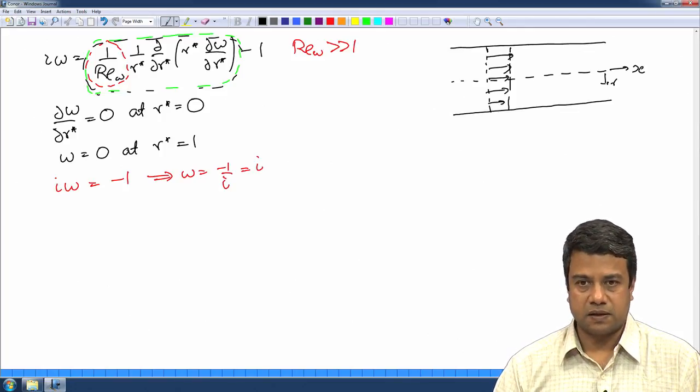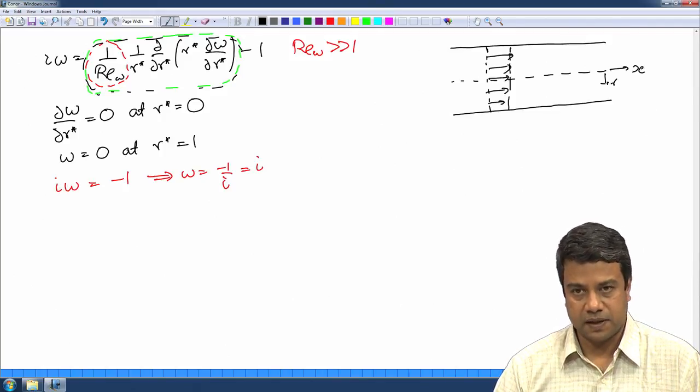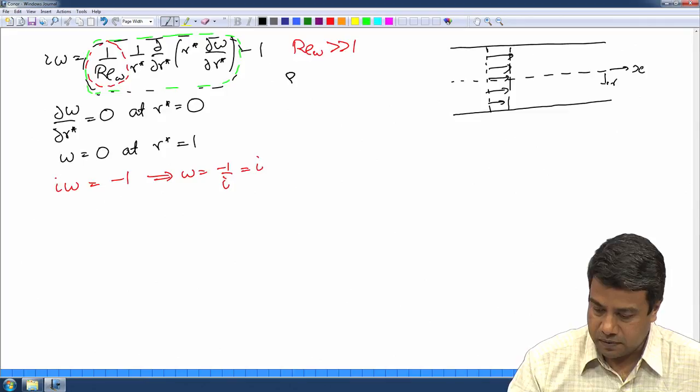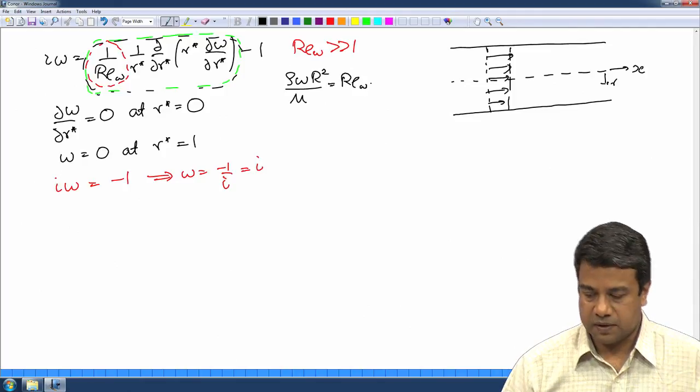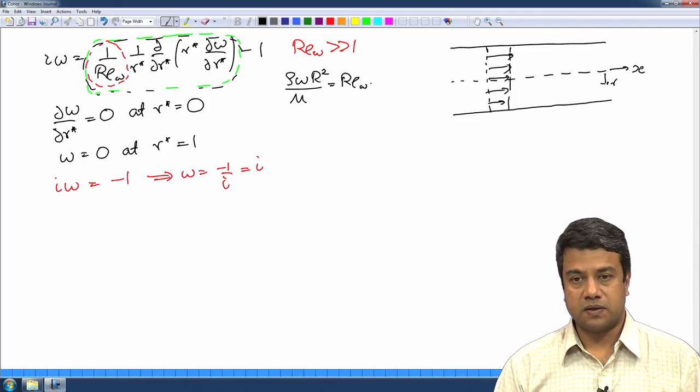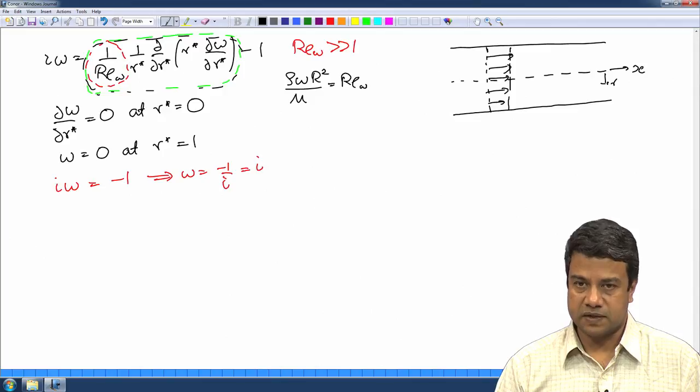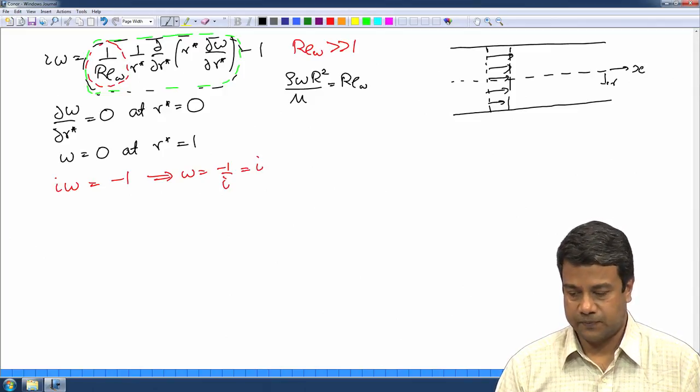Obviously, near the center, the relevant length scale is the pipe radius. Rho omega r squared by mu is a Reynolds number based upon the pipe radius. So, this is a ratio of inertial and viscous effects, assuming that the relevant length scale is the pipe radius.